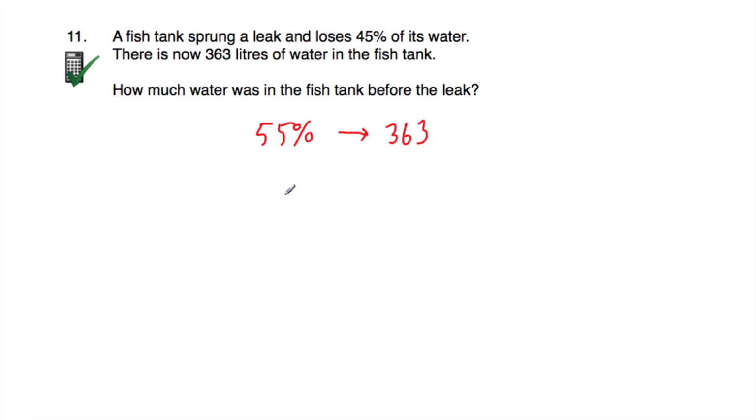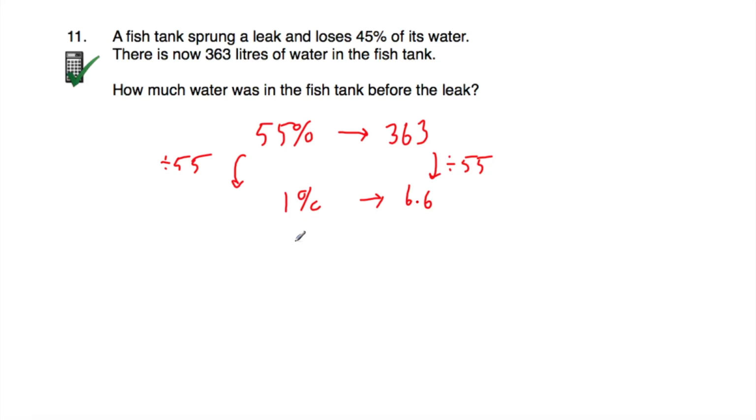So let's find 1% and then get 100%. So let's find 1%. Let's divide both of these numbers by 55. So divide by 55 and divide by 55. 55 divided by 55 is 1, so that's 1%. And then 363 divided by 55 is equal to 6.6, so 6.6.